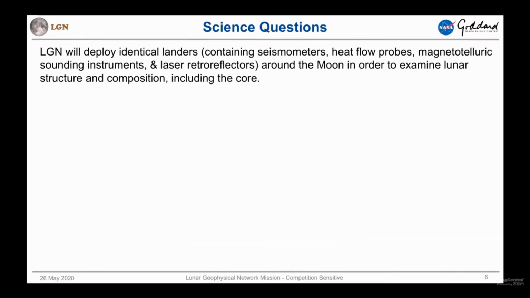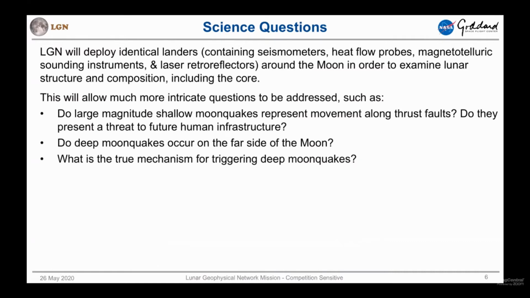We will do that by deploying identical landers, each containing seismometers, heat flow probes, magnetotelluric sounding instruments, and laser retroreflectors. And these would be deployed around the moon to examine structure and composition, not only of the core. And this will be able to address a number of questions that have actually occurred since the Apollo data.